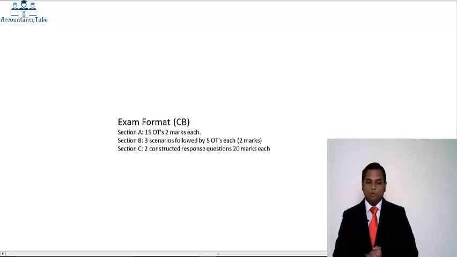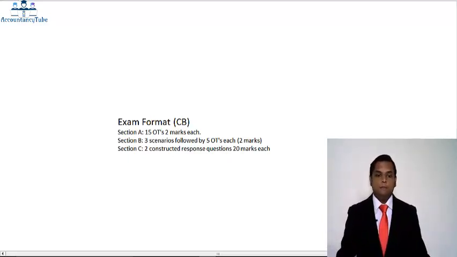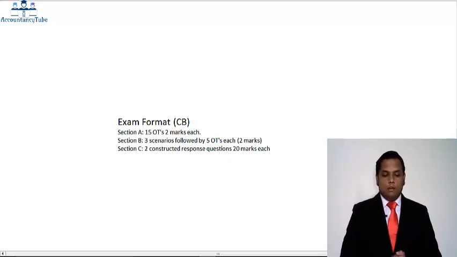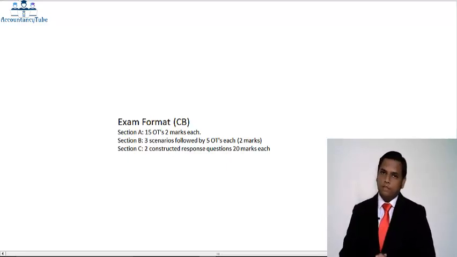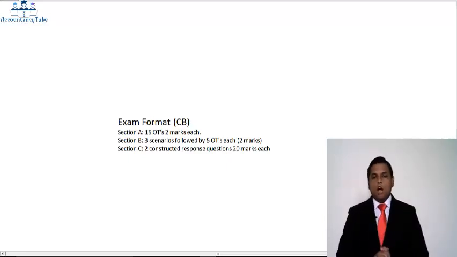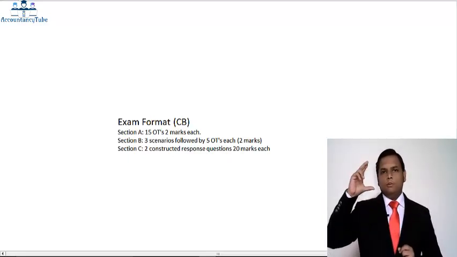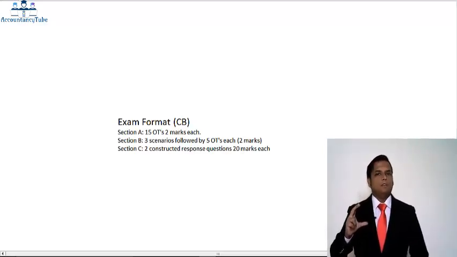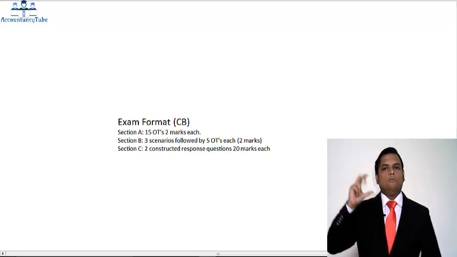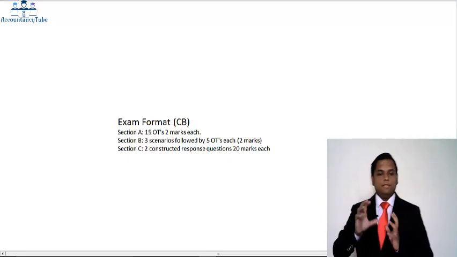Section A will be 15 OTs, 2 marks each. These OTs can come from anywhere in the syllabus. Then we have got section B. In this area you will get 3 scenarios followed by 5 OTs each. Collectively there are 15 OTs in this section too. However, the approach is a bit difficult and a bit technical. You'll be getting a scenario, and after that there will be 5 OTs in which you will be asked questions relating to that scenario.